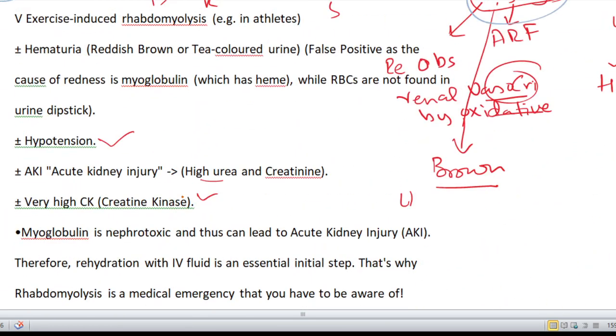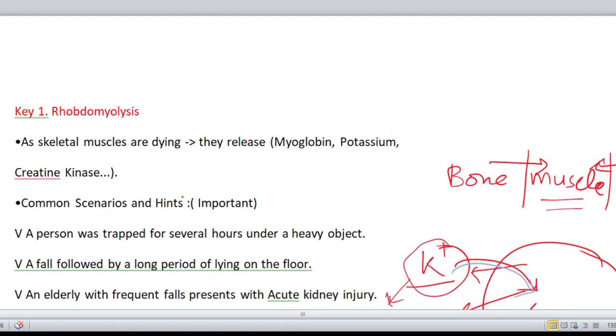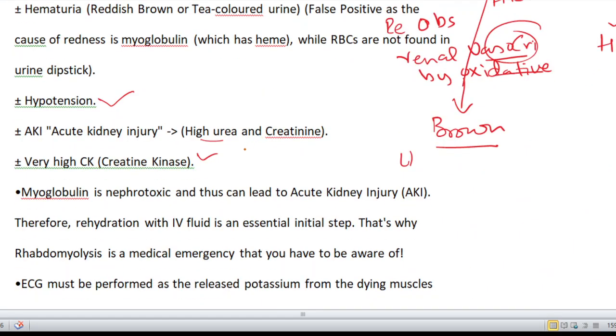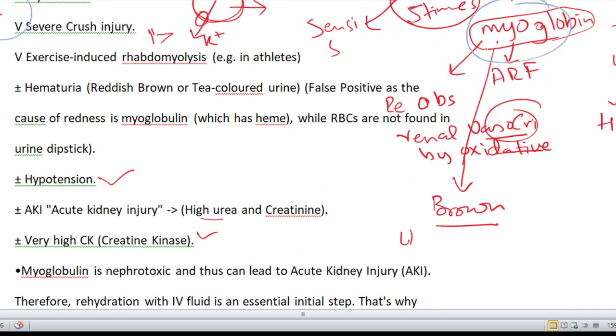So this was it. One thing more: myoglobin can also bind to calcium, so it can lead to hypocalcemia. But you don't have to treat the hypocalcemia, because in recovery the calcium will come back to normal on its own. So this is it.